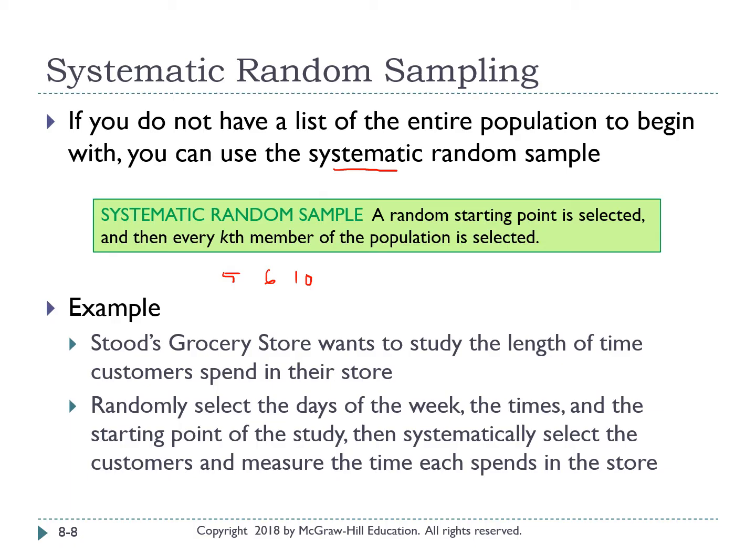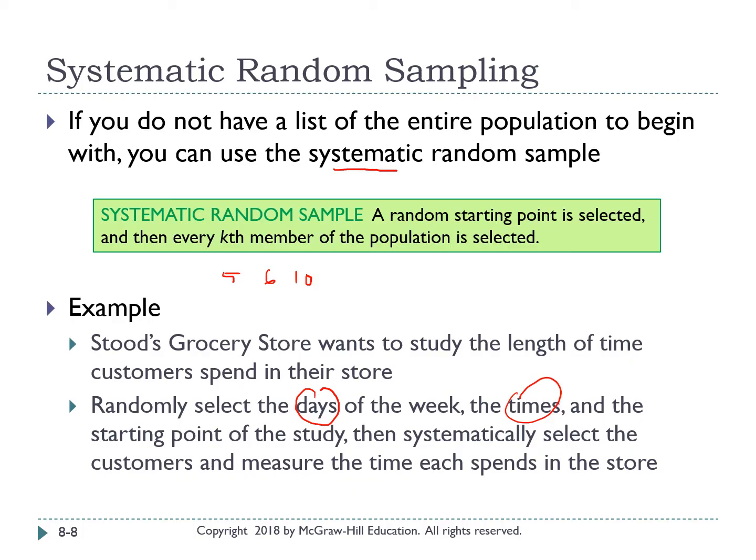For instance, a grocery store wants to study the length of time their customers spend in the store. What will they do? Remember, we have to select the starting point randomly. The starting point can be the day of the week. For instance, you select Monday as the starting point, so every Monday you will select your sample. Or maybe you can select the time as your starting point. For instance, every day you select your sample only at noon, at 12.